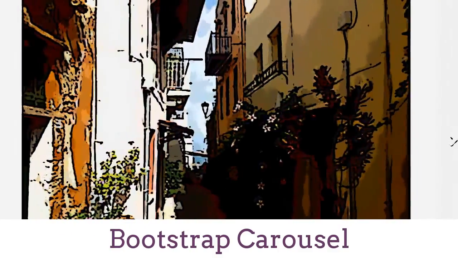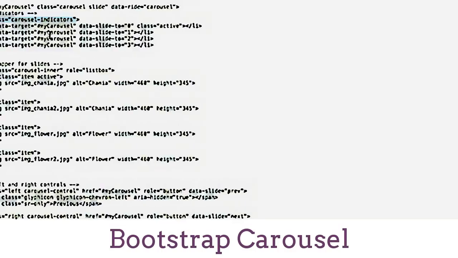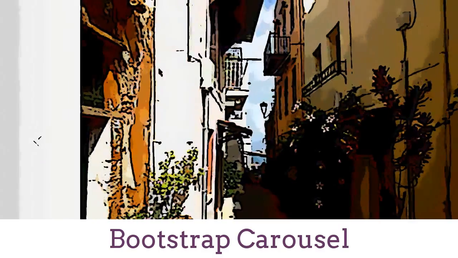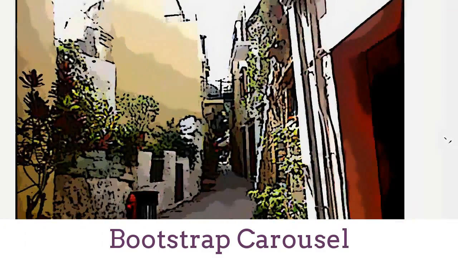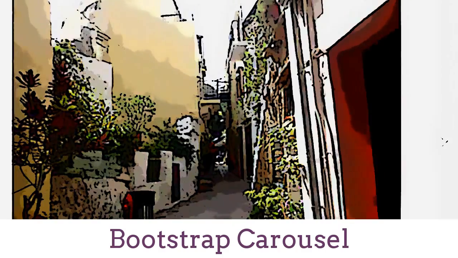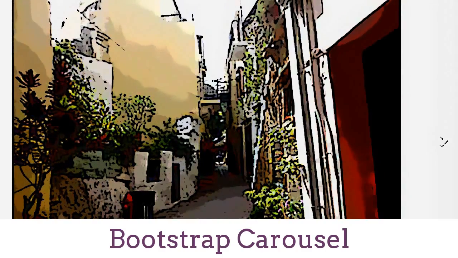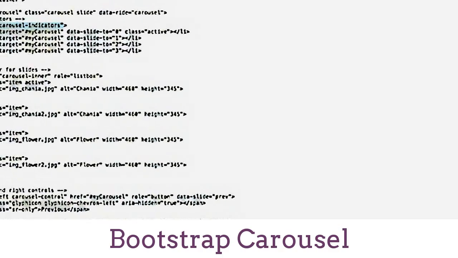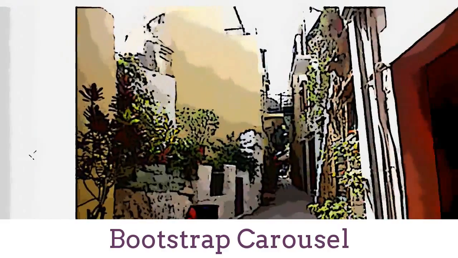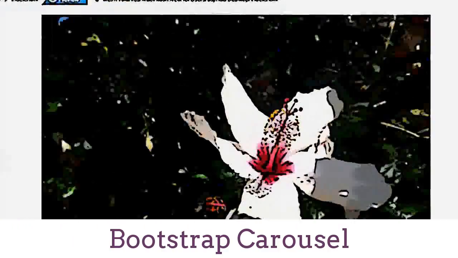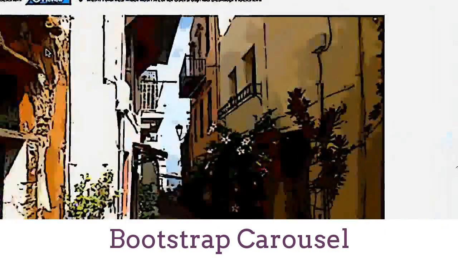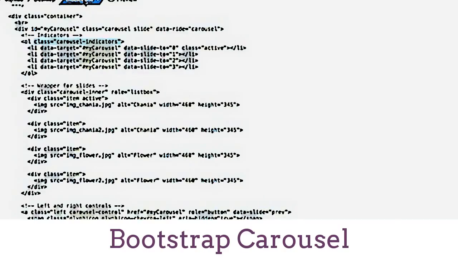We also have a data-target, myCarousel, so it knows what I'm pointing to. So I'm making reference to myCarousel, the div I created at the beginning, and every time I click on that indicator, I switch to the corresponding slide.